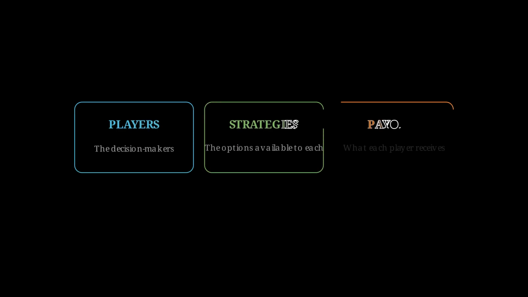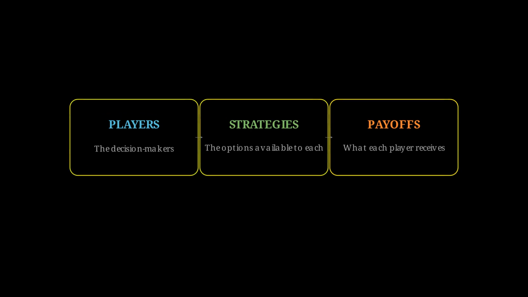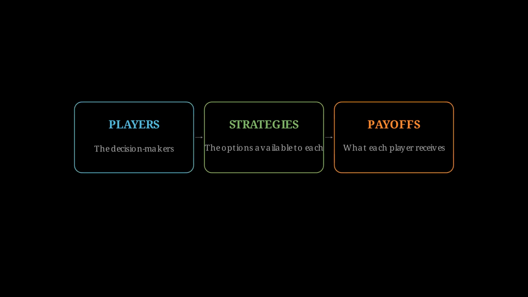To make progress, we need to be precise. Every strategic situation has exactly 3 ingredients. First, players, the decision makers. Second, strategies, the options available to each player. Third, payoffs, what each player receives for each combination of choices. Players, strategies, payoffs. That's the complete vocabulary. With just these 3 things, we can describe any strategic situation precisely enough to reason about it.